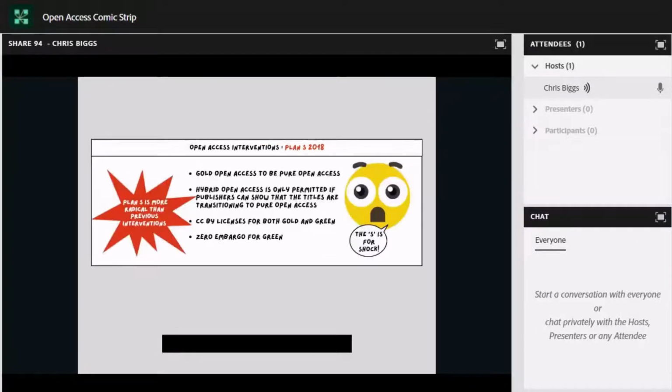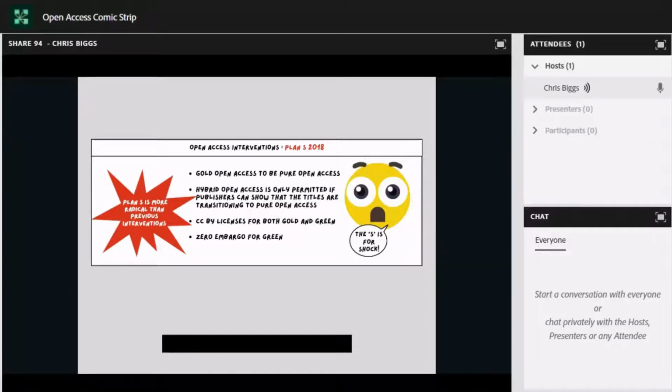And then comes Plan S. Plan S is more radical, and it's not a funder mandate, but it's a set of principles that funders can align to. Key aspects are gold open access has to be pure open access. And if you do hybrid open access, it's only permitted if publishers can show that their titles are transitioning to pure open access. CC BY licences for both gold and green, they're the most permissive licences, and zero embargoes for green. Plan S has been criticised, and some funders have withdrawn support for it.